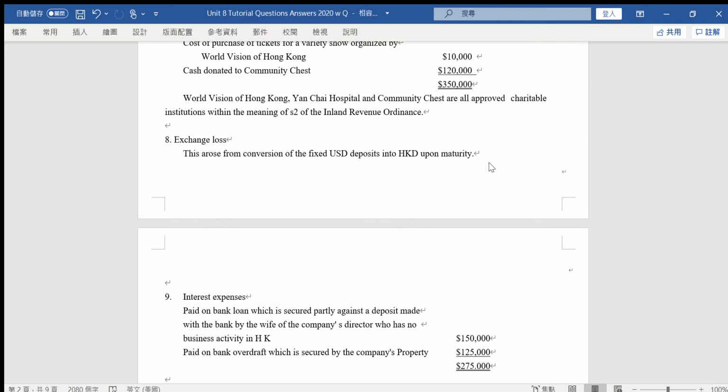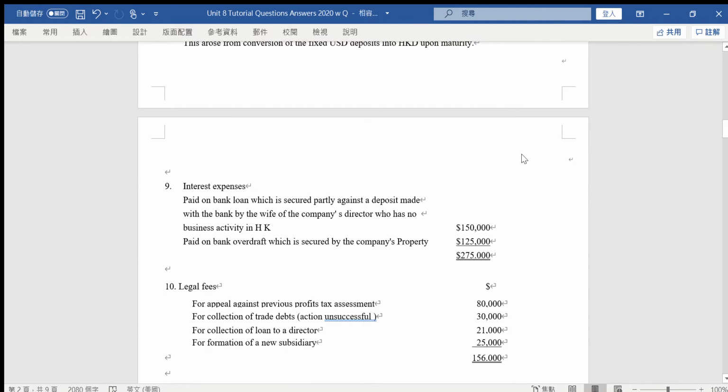Because that is from a deposit, and that is a fixed deposit, and that is related to a balance sheet item, that's why this item is not allowed to deduct, and you should add back this exchange loss. And then interest expenses.